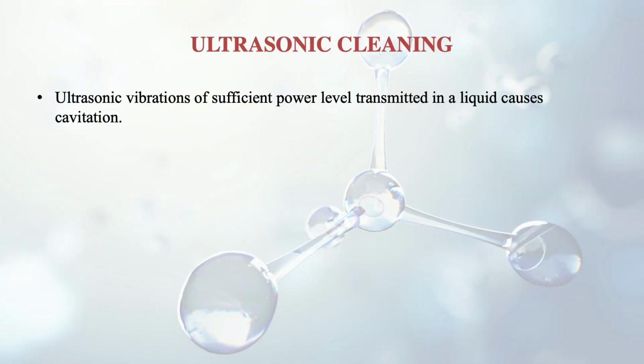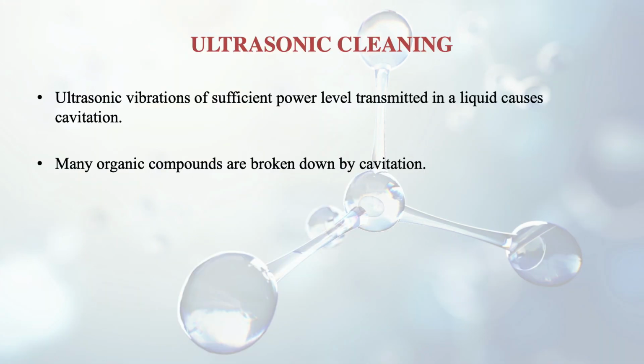So after discussing a certain number of chemical ones, we see the last type of this chemical type of cleaning, which is ultrasonic cleaning. Although its name doesn't reflect that it's a chemical type of cleaning, it involves chemicals, so it is subdivided into the chemical type only. So ultrasonic vibrations of sufficient power level are transmitted, and that causes cavitation. Cavitation is a process where low vapor pressure is there, so there are certain cavities containing those vapors.